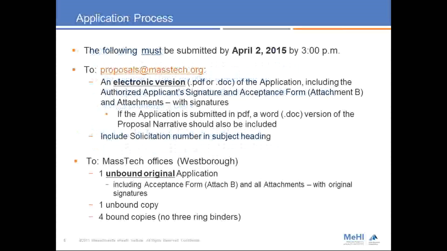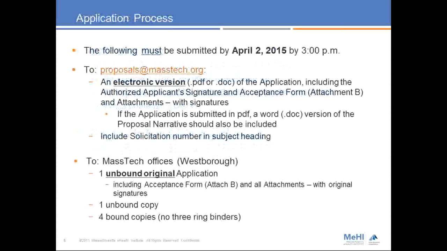This slide shows the application requirements and deadlines. Be sure to follow the process exactly as it is laid out in the solicitation, including formatting. Late or incomplete applications will not be accepted. Both electronic and hard copies of the application are due by 3:00 p.m. Eastern Standard Time on Thursday, April 2nd, 2015.